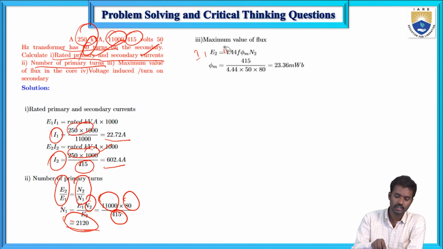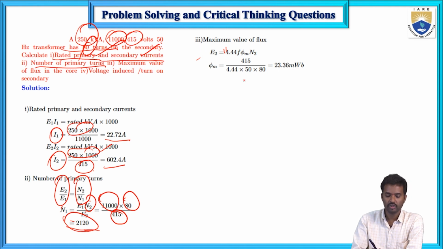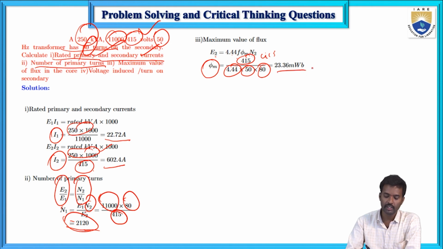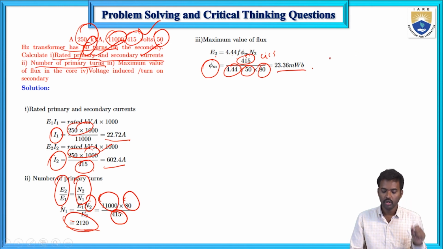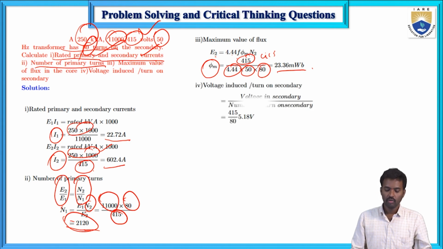Now the maximum value of flux. E2 equals 4.44 f φm N2. Here E2 equals 415, f is 50 Hz, and the secondary winding turns are 80. So the maximum value of flux in the core equals 23.36 milliwebers.